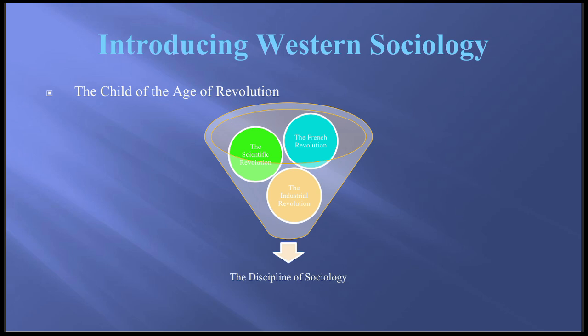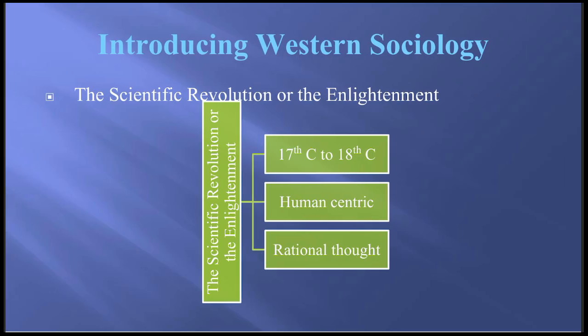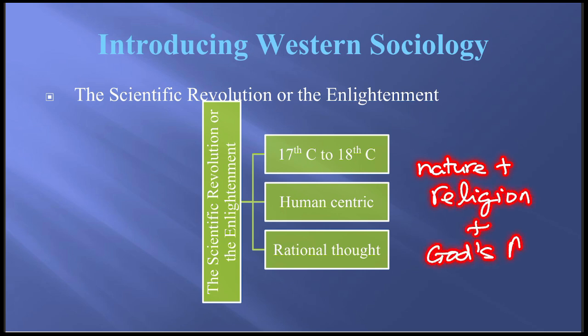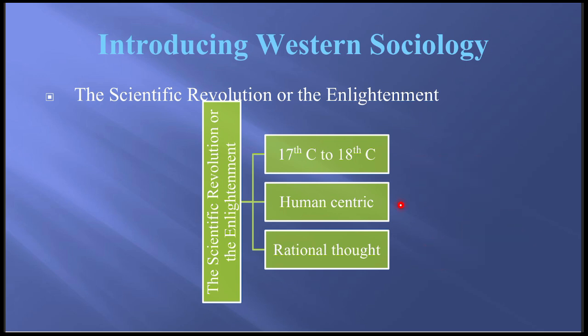We begin with the Enlightenment, which was a late 17th to 18th century phenomenon, which basically was a radically new approach to understand the world. The earlier approach had been defined by nature, religion, and the divine acts of God. Enlightenment, or the scientific revolution, established the human being at the center of the universe and rational thought as the central feature of the human being.